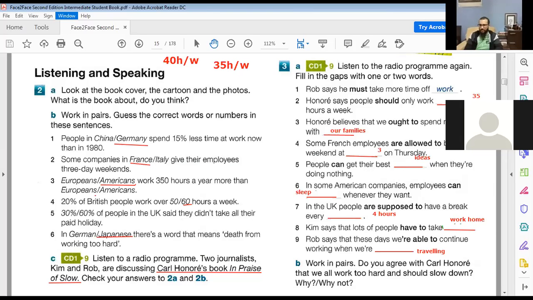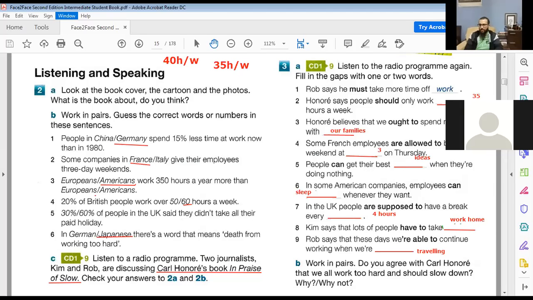I was also surprised to read that 20% of British people work more than 60 hours a week. We work the most hours in Europe, and it's certainly not making us happier. Yes, and lots of people have to take work home because they're under a lot of pressure to meet deadlines. Apparently 60% of British people who were interviewed said they didn't take all their paid holiday. No, that's just crazy. And these days, of course, we're able to continue working when we're travelling. You know, on the train or on a plane or whatever.